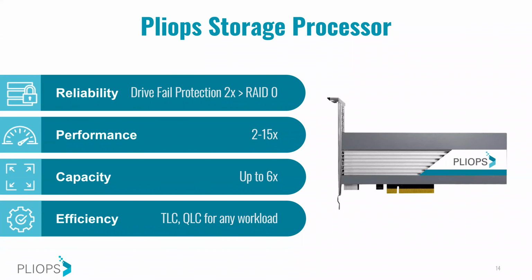So TLC, 3 bits per cell is what's commonly used today in SSDs, but there's a new class of QLC, or 4 bits per cell. It's significantly cheaper. The problem is it's very sensitive to writes, and you have to manage those very carefully. And with the PLIOPS solution, you can use either technology with the same performance, and you don't have to worry about endurance.